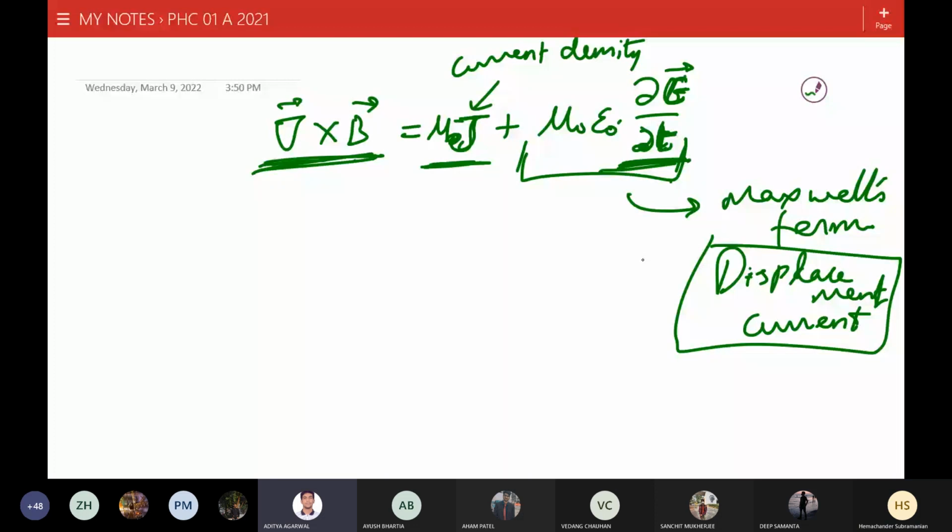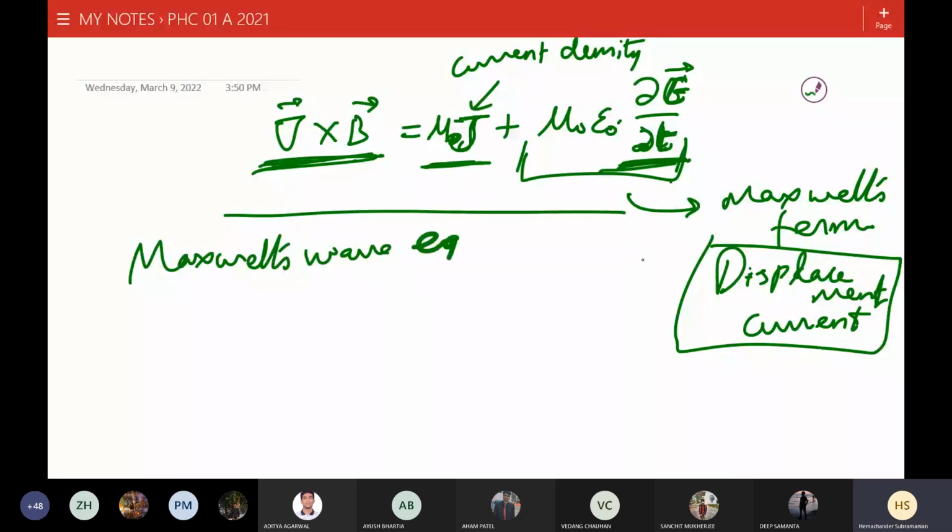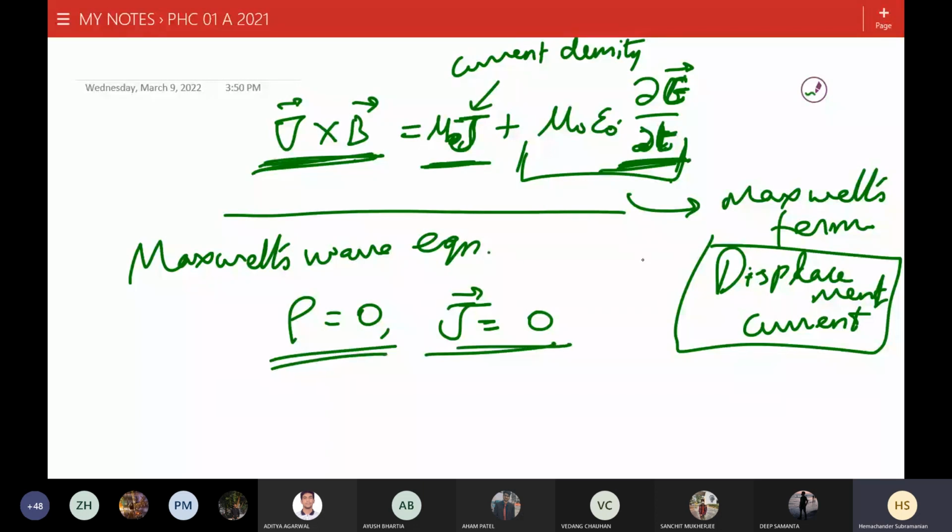Okay. So now let's go to Maxwell's wave equation. Let's go into a space where rho is 0, meaning that there are no charges, and J is 0, there are no currents. No charges, no currents. Let's write down Maxwell's equations in this special case of no charges, no currents.